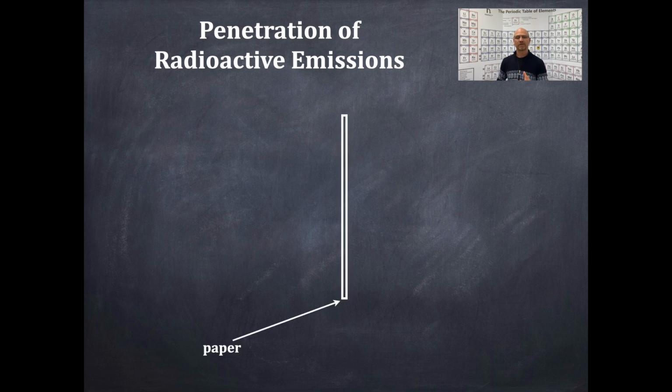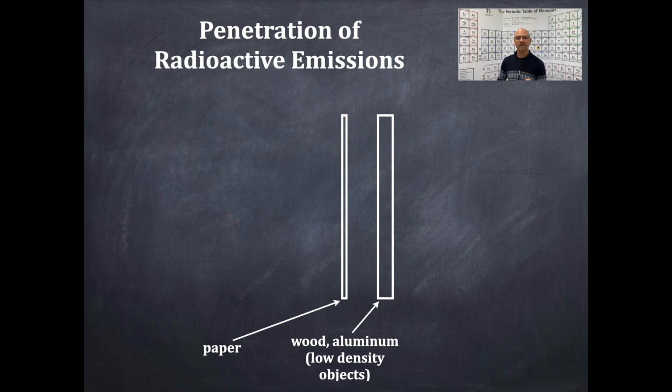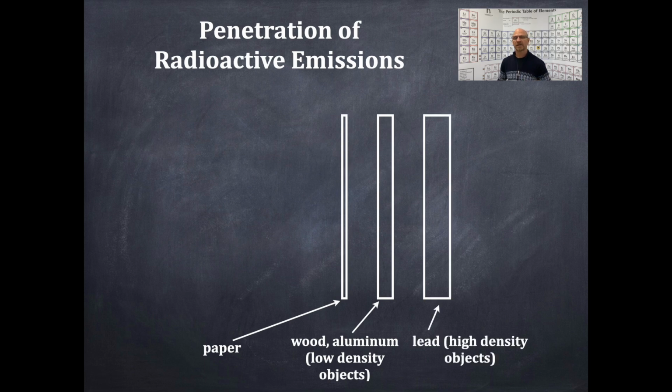So here we go. We're going to have a piece of paper. We're going to have some low-density objects like aluminum, wood, plexiglass, any low-density objects. Then we're going to have relatively high-density objects. That would be lead. Alpha particles are stopped by the paper or your dead layer of skin.